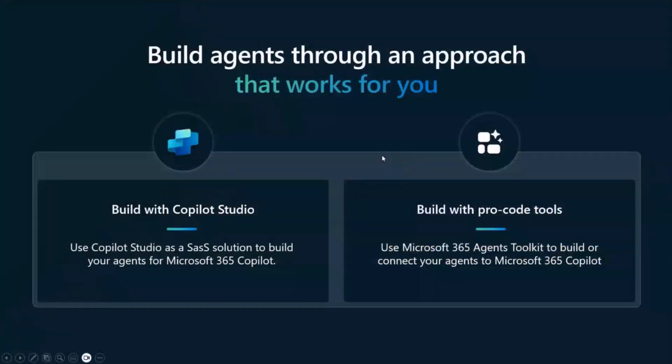So first, you will now have the ability to create agents, right? You already have that. You can use Copilot Studio, Agent Builder. What is, I think, really interesting is that as part of this build, you really have the full opportunity to build with pro code tooling using the Microsoft 365 Agents Toolkit that got announced at Build. And you really have the ability to build or to connect your agents to Microsoft 365 Copilot.